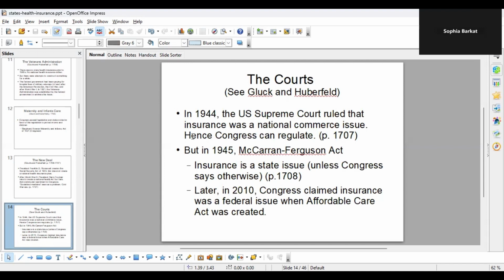So is insurance a state issue? Who's insuring people? Is it companies that are operating within the state? Are these companies national companies? All of these questions are being asked. Later in 2010, Congress claims that insurance is a federal issue and passes the Affordable Care Act.